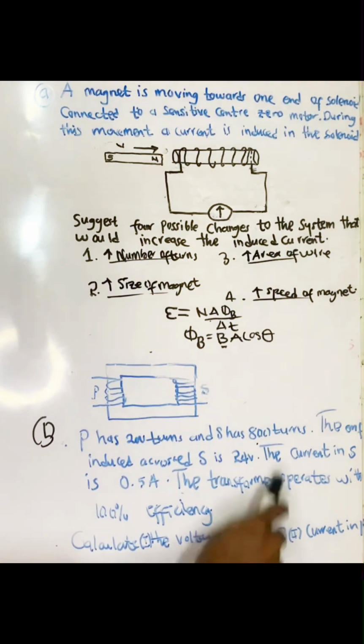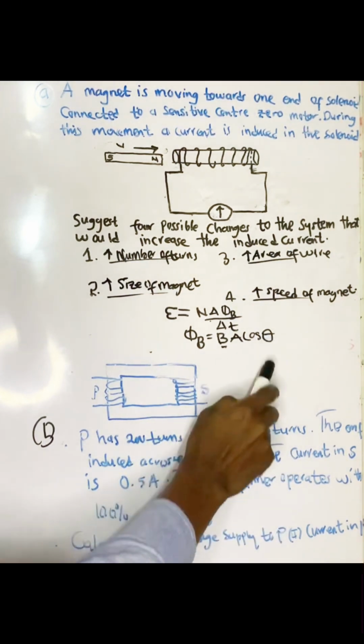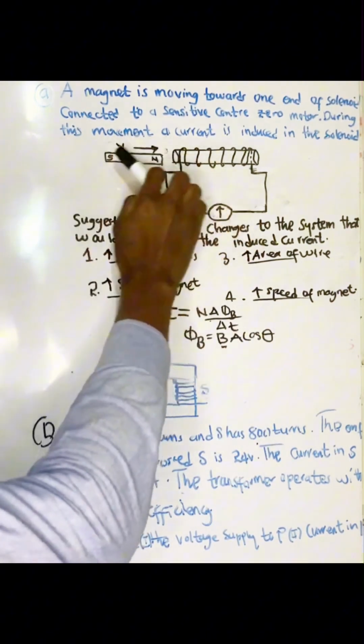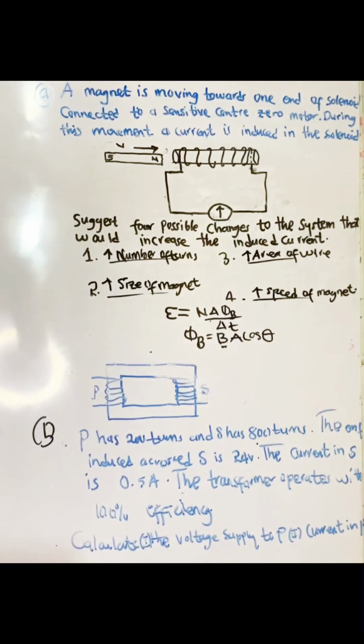All right, we could possibly also consider the angle, but for this I think it has already been catered for. It has been placed parallel to the normal of the conductor. For this, you would say the magnetic flux is at its maximum. All right, so I think that will be all for now.